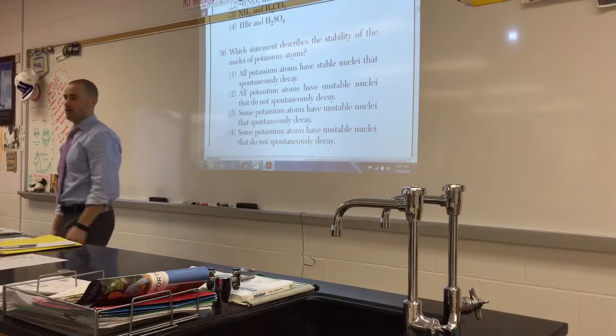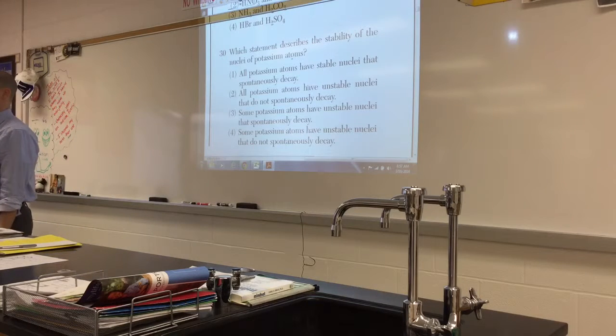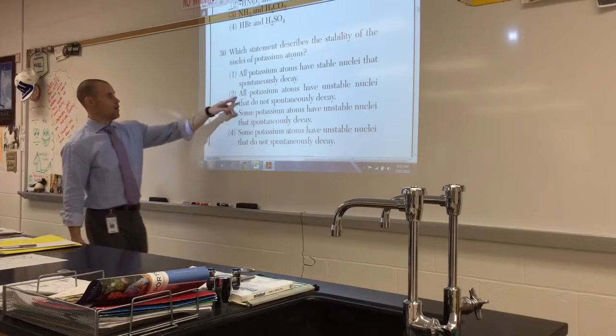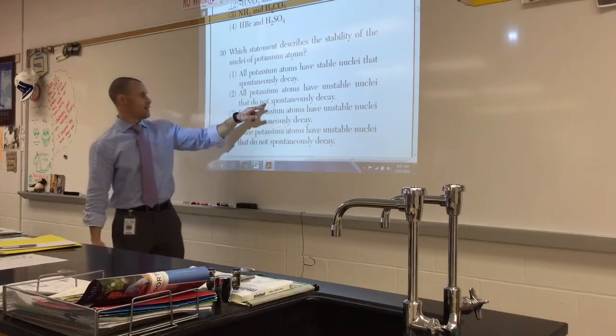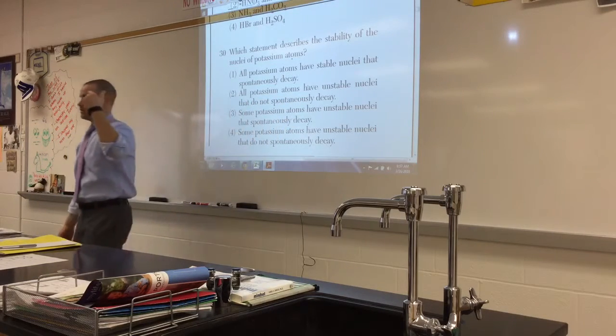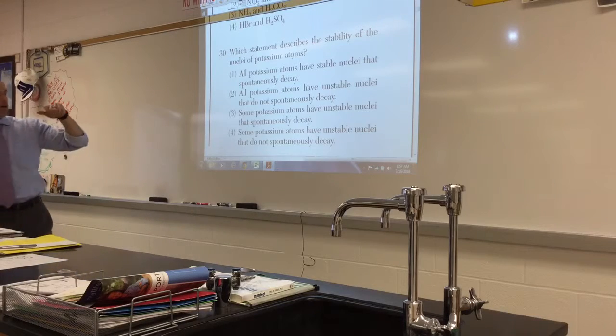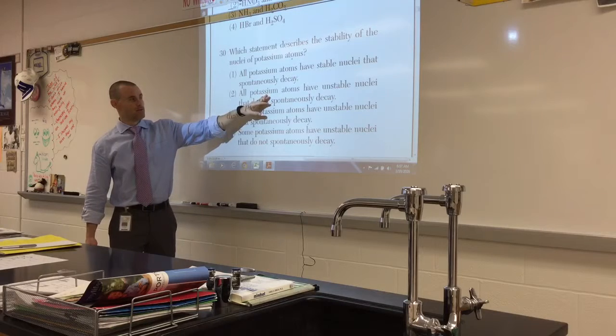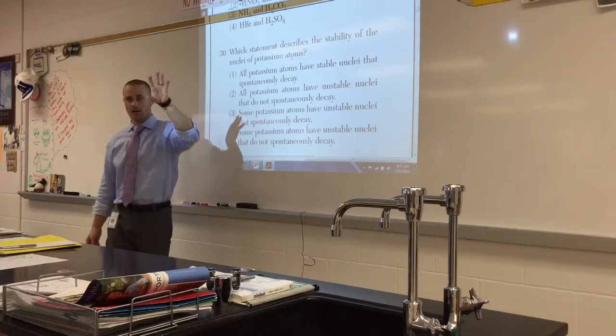What's wrong with number one? That's wrong. What's with the wording? They're stable. They don't decay. Right? All potassium atoms have unstable nuclei that do not. That's not true. Not all potassium atoms are unstable. Okay, the ones on the chart are stable.